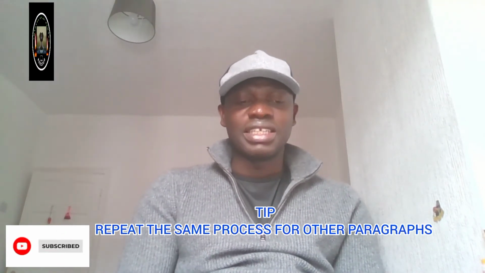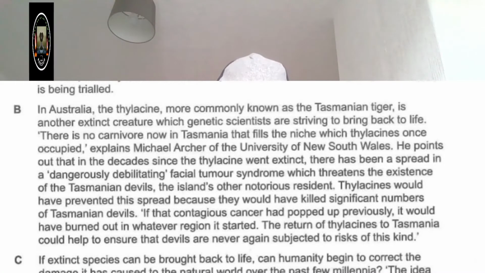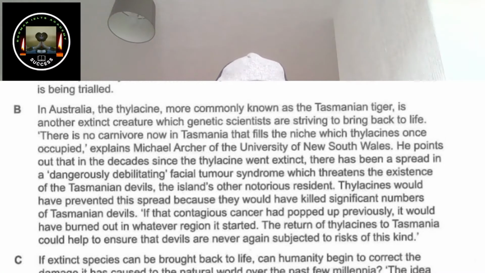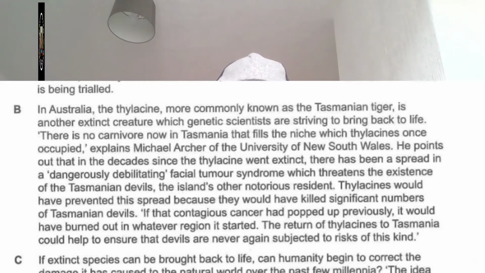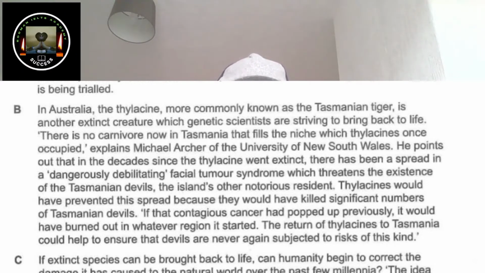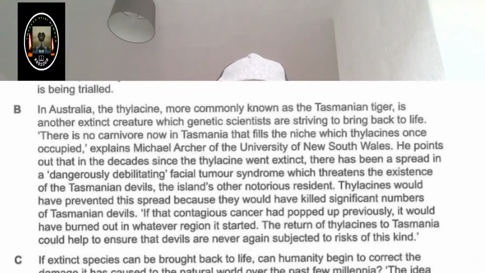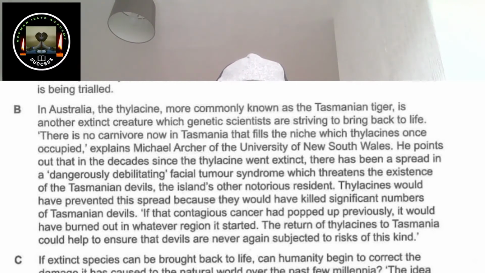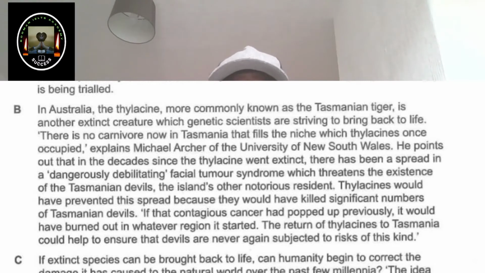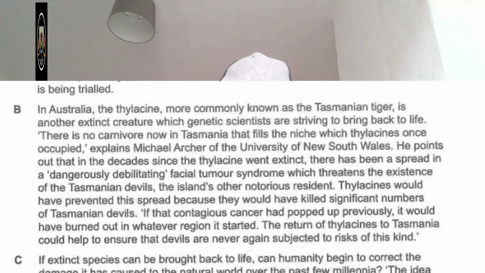Now, I will go to the next paragraph and repeat the same process. So I will read the next paragraph. Let's read. In Australia, the thylacine, more commonly known as the Tasmanian tiger, is another extinct creature which genetic scientists are striving to bring back to life. So they are talking about another thing that the scientists are trying to bring back to life.